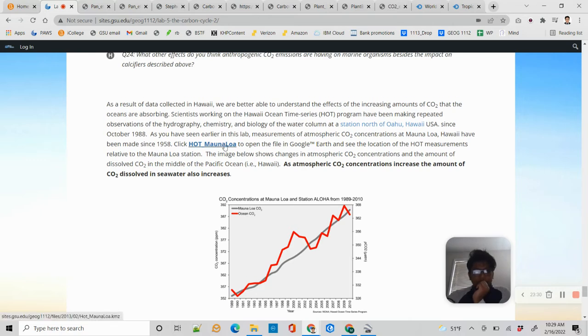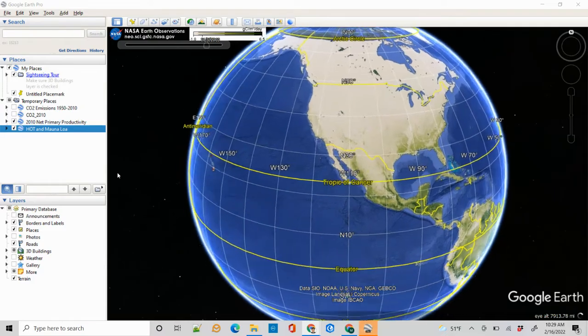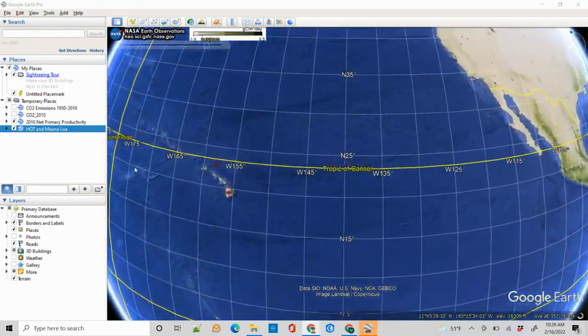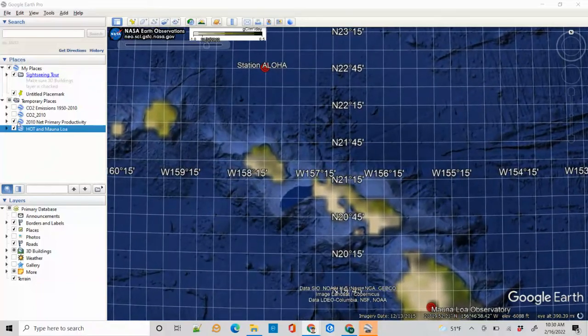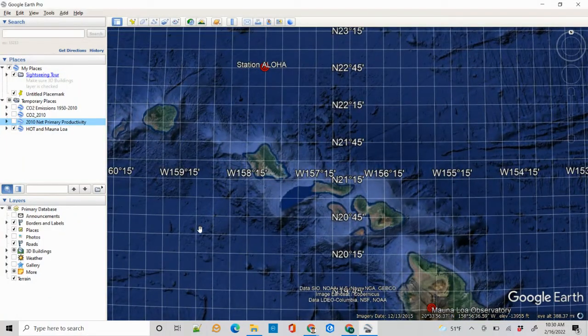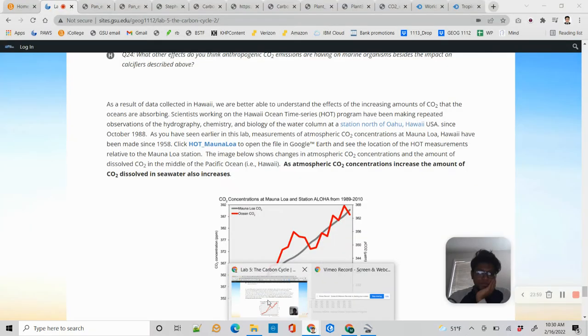If you look at the Mauna Loa in here, I'm going to open it. So this is the Mauna Loa, and this is the station Aloha. So let me uncheck the previous one. Okay, so this is the Mauna Loa Observatory, and this is the station Aloha. So the question, let's go to the question.